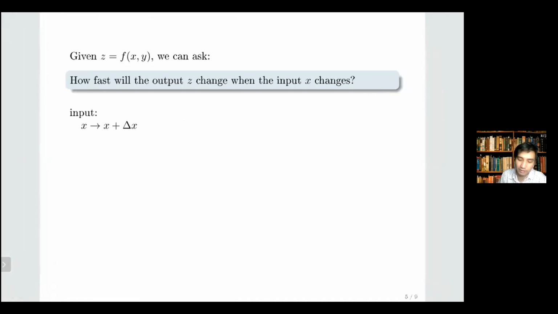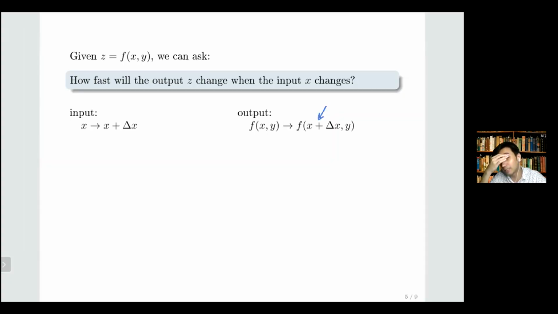So, yung input, pwede mong baguhin from x, gawin natin x plus delta x. So, ano mangyayari dun sa output? So, magbabago yung output, right? Yung output mo, originally, is just f of xy. Ngayon, magbabago na yung first component. Pinalitan mo na yung input x, eh. So, x plus delta x. Yung y, hindi natin babaguhin. Yung x lang yung binabago natin. Now, you can compare, again, the change in output versus the change in input.